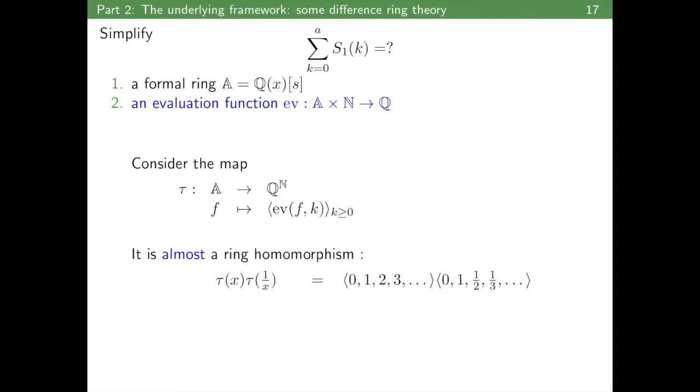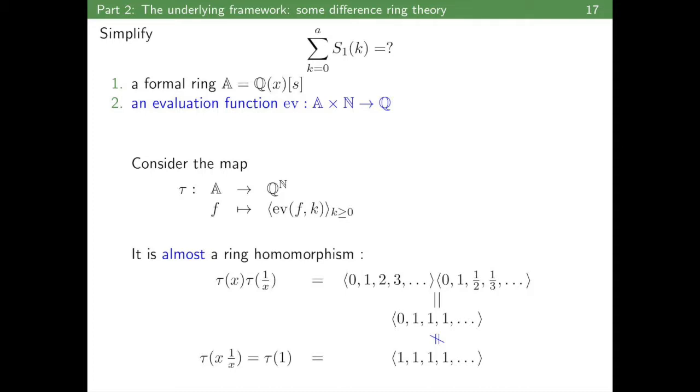Well, you see it's not really a homomorphism, because just look at tau of x and tau of 1 over x. Tau of x is 0, 1, 2, 3, 4, 5, this is fine. And tau of 1 over x, because at x equals 0 I have a pole, I put here 0, and then I have 1, 1 half, 1 third, and so on. If I multiply it out by the Hadamard product, which is component-wise multiplication, I get 0, 1, 1, 1, 1, 1. But unfortunately, this is not 1, 1, 1, 1, 1, which would be tau of x divided by x. And this should be equal to 1 if it's a ring homomorphism.